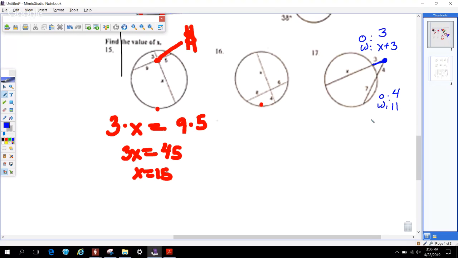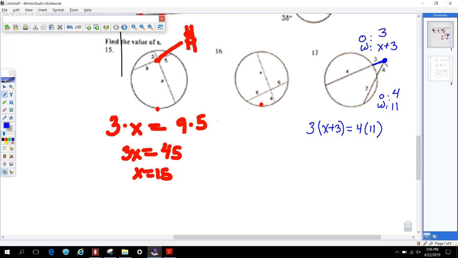Who remembers? What does the OW mean? Football team, I feel like I lost you. Okay. Outside whole. So what do I do? Do I add the outside whole? Do I subtract? Excellent. So now I'm going to do 3 times x plus 3 equals 4 times 11. Yes.